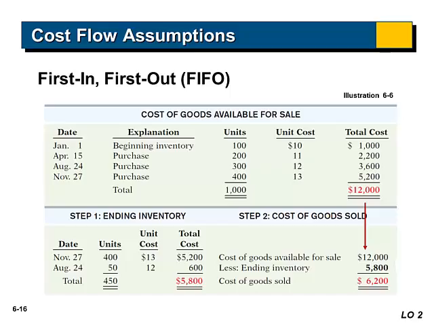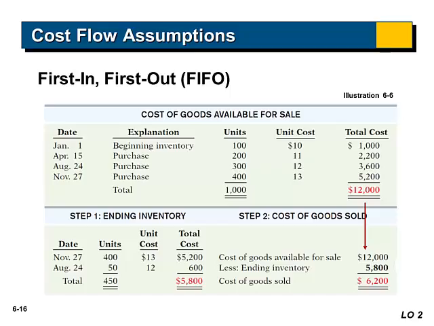And so we're going to assume that all of the 400 units from November 27th are left in ending inventory, left in the warehouse, and those cost $13 each for a total cost of $5,200. And then we need to pull 50 units from that next newest layer from August 24th. And so 50 units of the $12 August 24th costs will also be left in ending inventory. So our total ending inventory cost of the 450 units that we did not sell is $5,800.